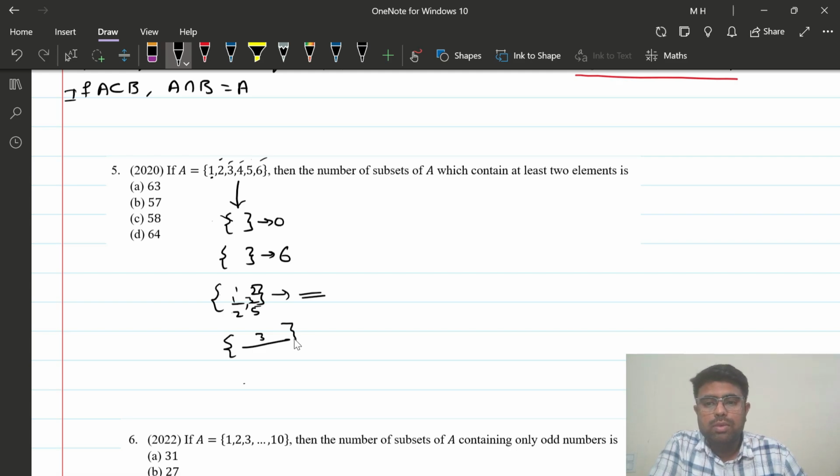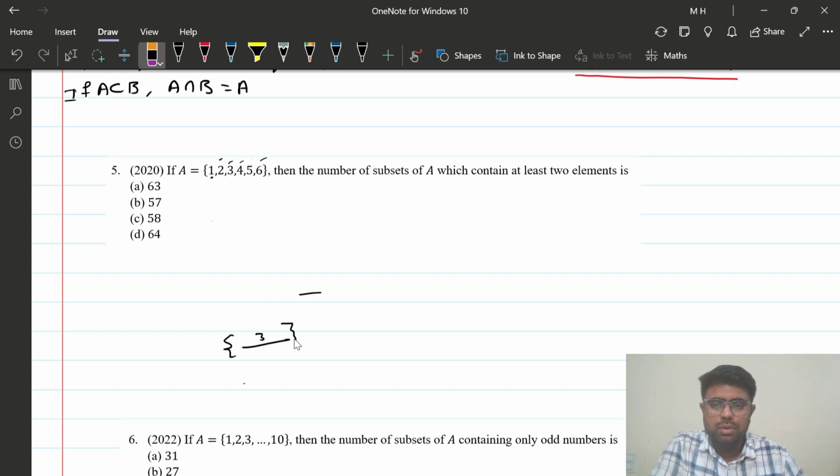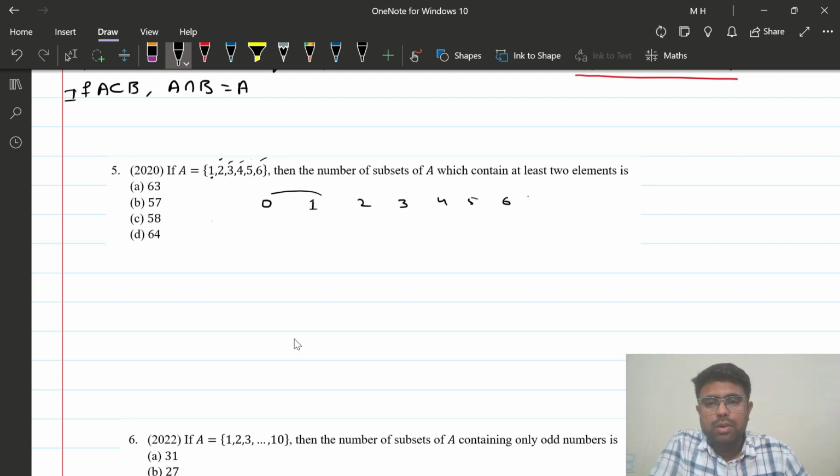But what they are saying is they don't want the null set, which has no elements, and the singleton sets, which have one element. They need at least two elements in the subset. So I have to basically count this. What I have is subsets with zero elements, one element, two elements, three, four, five, six elements. So I don't want these two. I need a minimum of 2 elements. So 2, 3, 4, 5, 6.